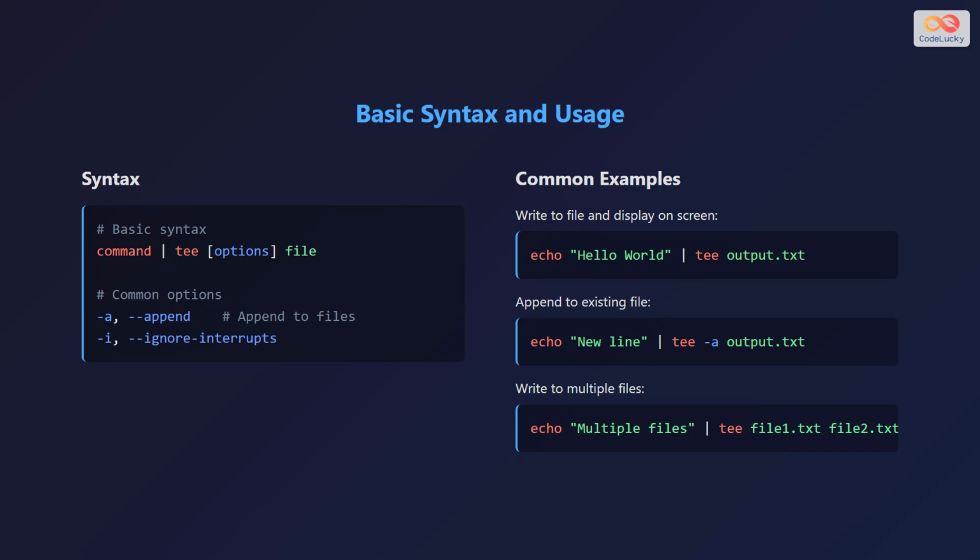Some common examples are: to write to a file and display on the screen, we use echo, then the string hello world, pipe tee, then the filename output.txt. To append to an existing file, use echo, then the string new line, pipe tee, option -a, and the filename output.txt. To write to multiple files, use echo, string multiple files, pipe tee file1.txt file2.txt.